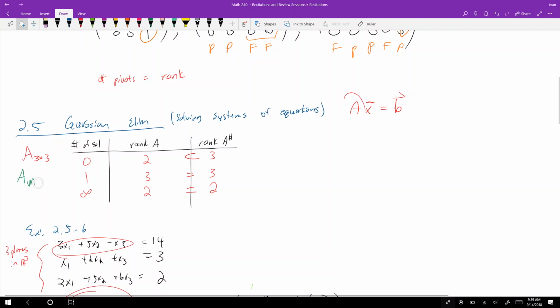So if I just have A m by n in general, if rank A and rank A augmented are equal to n, then you'll have exactly one solution. In this case, since A was a 3 by 3 matrix, we took 3, and we see that since rank A is equal to rank A augmented, and they're both equal to 3, there's one solution. And then, if the ranks are less than the number of columns, we're going to have infinite numbers of solutions.